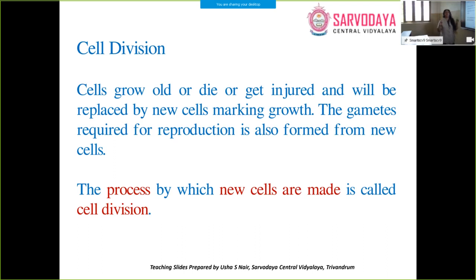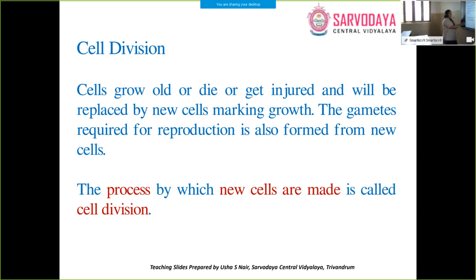Now, cell division is of 2 types. Cell division you might already know. It's not new. Maybe a few of you might know it. But now cell division is of 2 types, because I have mentioned 2 things up here. The cells grow or die or get injured and will be replaced by new cells, and here the gametes required. So 2 points have been mentioned. There's a reason for it.